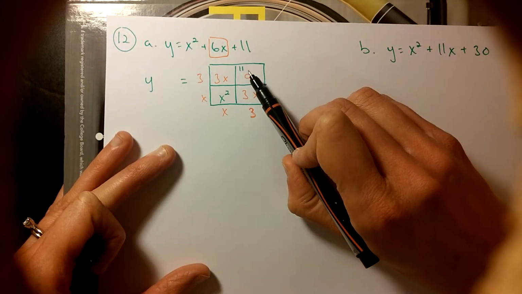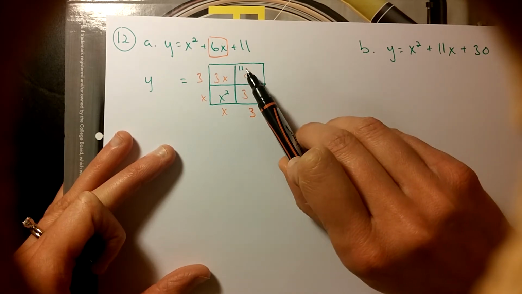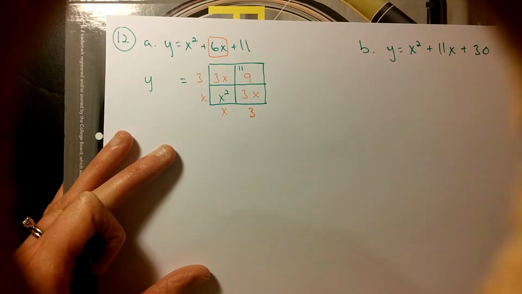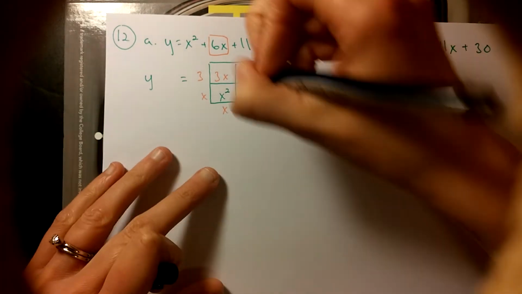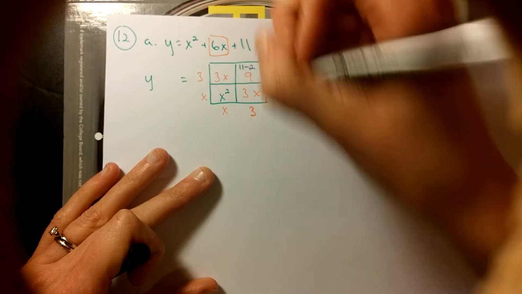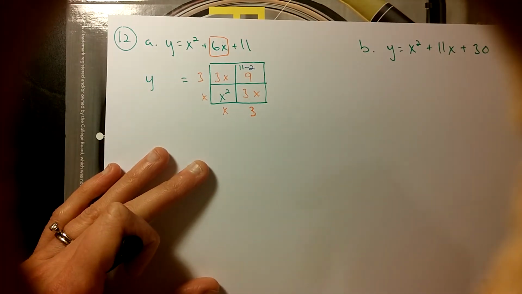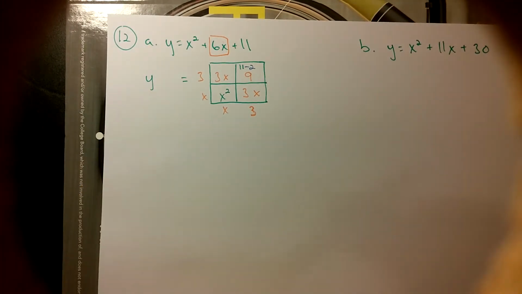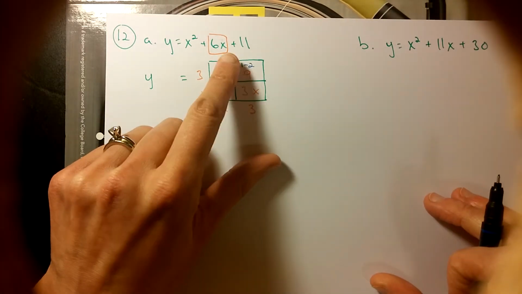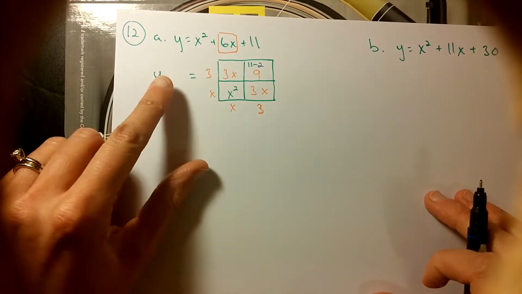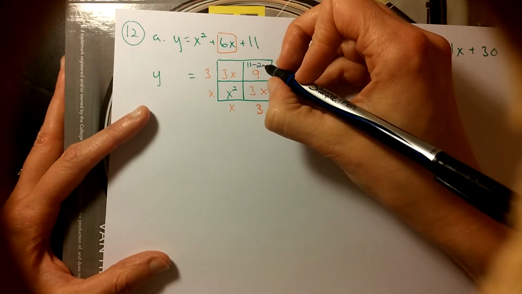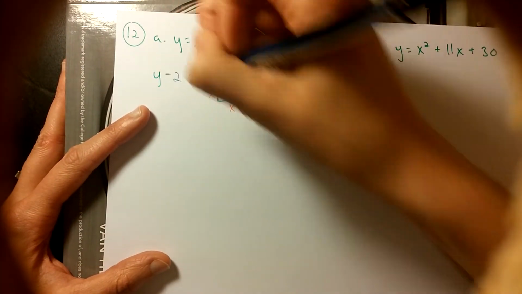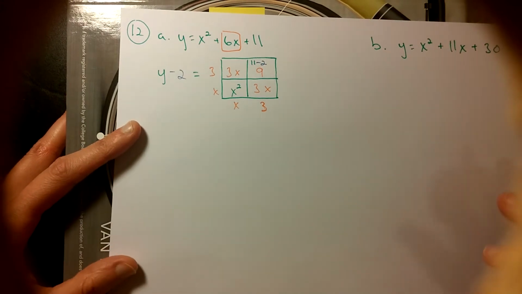But what I have in the problem is 11. So I actually have too many units. I only want 9, but I have 11. So to fix that, I'm going to take away 2 units so that I'll get the 9, which is the number that I need. I can put that minus 2 in there to make the 11 become the 9. I just have to do the same thing on the left side to keep the equation equal. So since I did minus 2 here, I just have to also do minus 2 over here with the y.